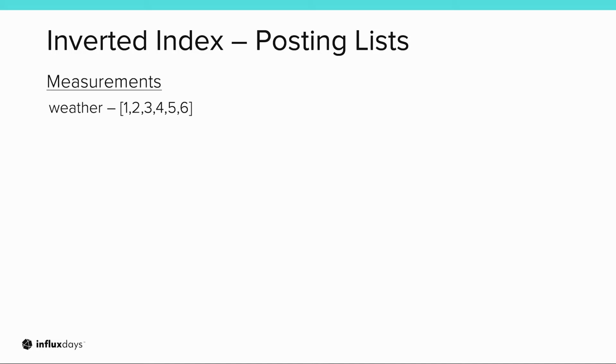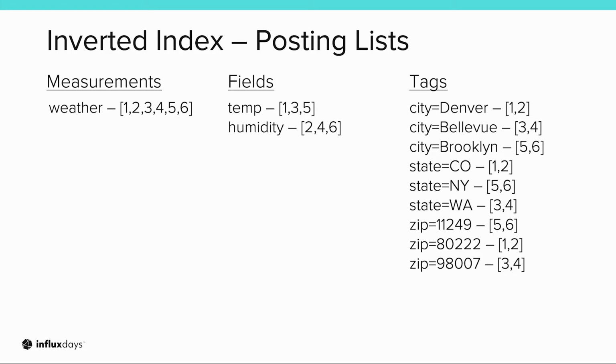So the first thing we need is the set of measurements. So in our case, we have weather, and we know that all 6 time series appear under the weather measurement. Next, we have the set of fields. So we know that time series 1, 3, and 5 appear under the temp field, and series 2, 4, and 6 appear under the humidity field. And then lastly, we have the tag key value pairs. And each tag key value pair will have 1 or more time series associated with it. So Denver has 1 and 2, Bellevue 3 and 4, and so on and so forth.